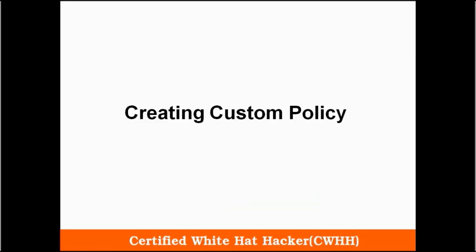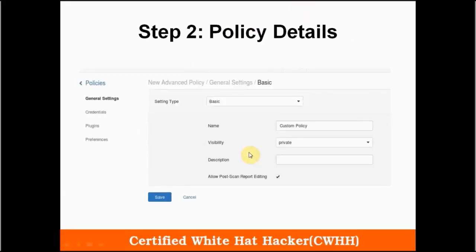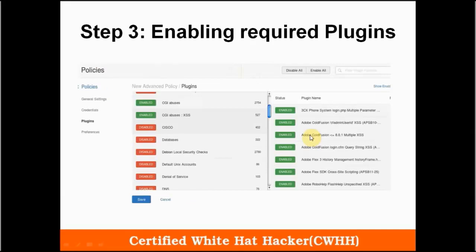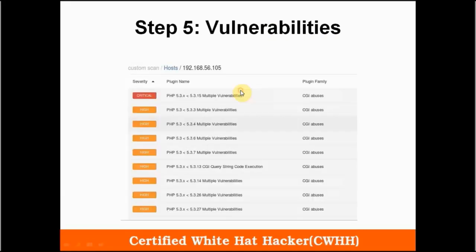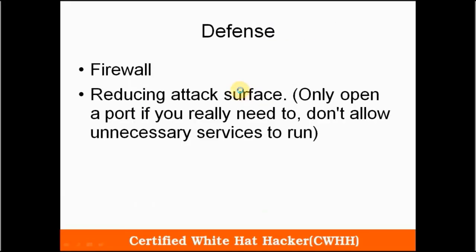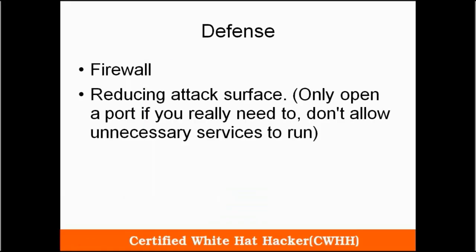You can also create a custom policy, and for that you just give advanced policy, and you give some policy details, and you can enable whichever plugin you want. So if you want something to be enabled you just give enabled, and it will enable all of them, and if you want to disable something you just give disabled. After that you again go to new scan and you give your custom policy, and you can see again it's listing the vulnerabilities after the scan has been completed.